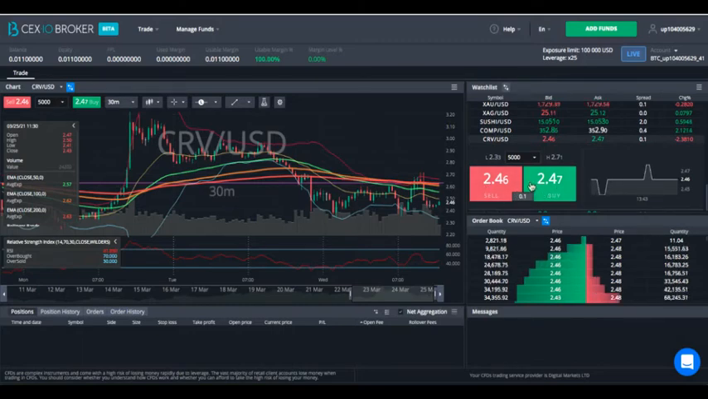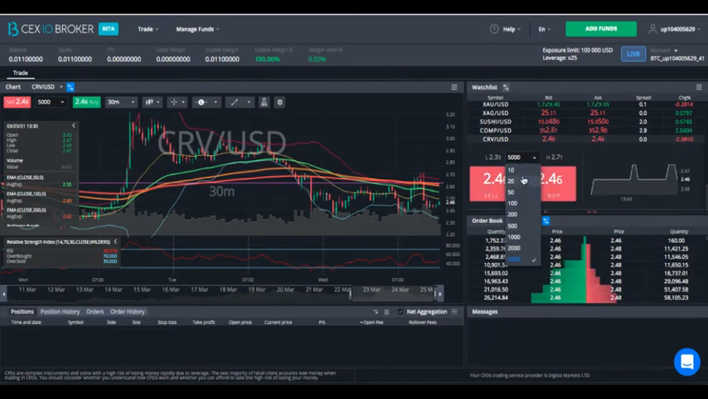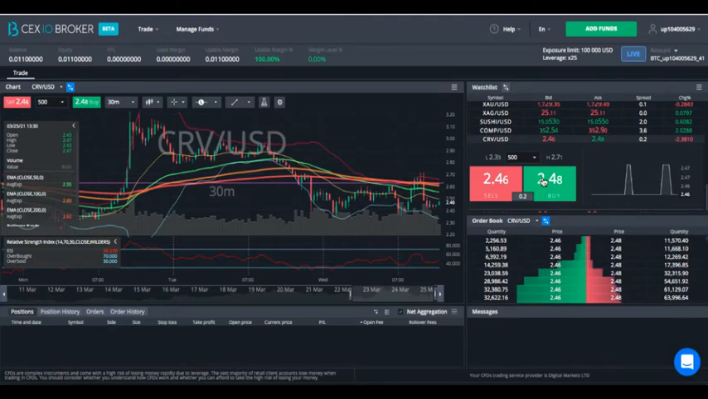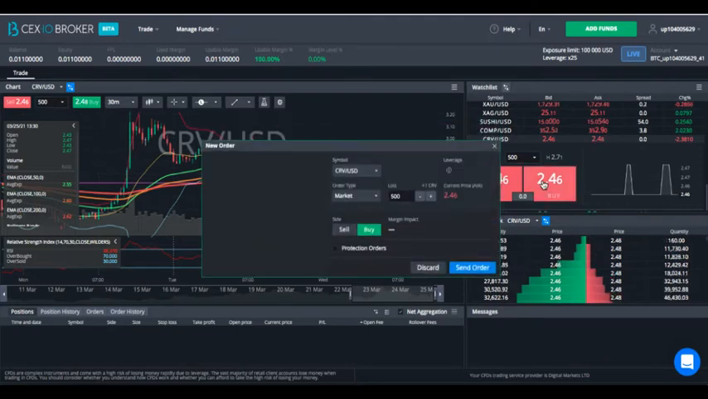Now I have the option to buy or sell. In this case, let's say I'm anticipating a move up, so I want to buy. I'm going to hit the drop down box to select how much Curve I want to buy. Now obviously I have a small account, so let's say I wanted to trade as though I had 500 Curve. I'm going to hit the buy button. The first thing it's going to do is let you know what the margin impact is.